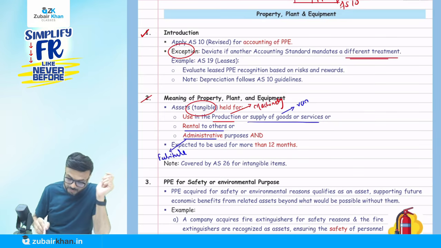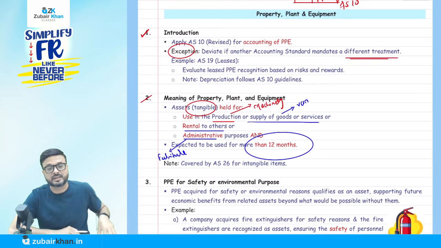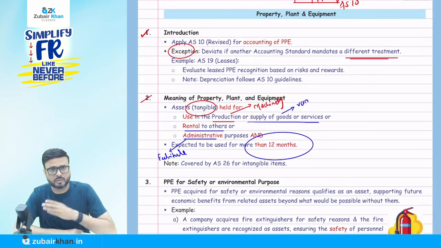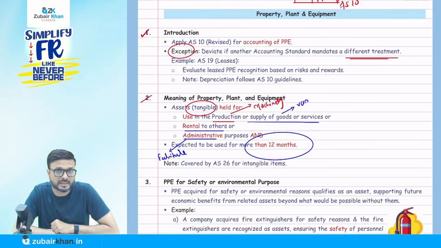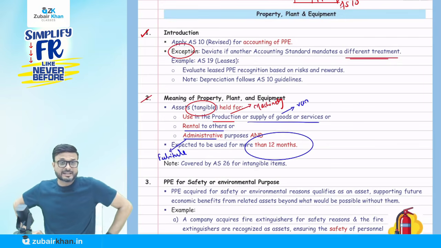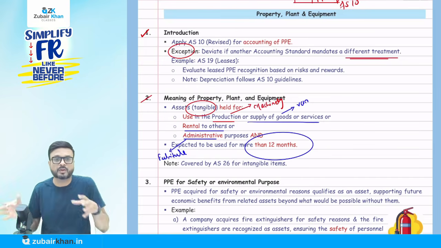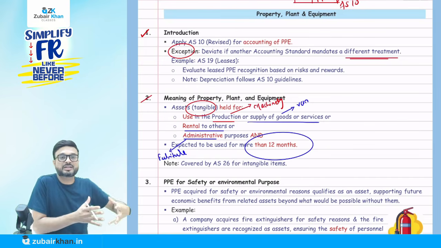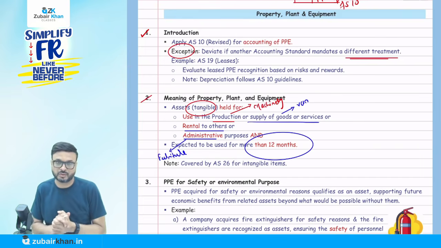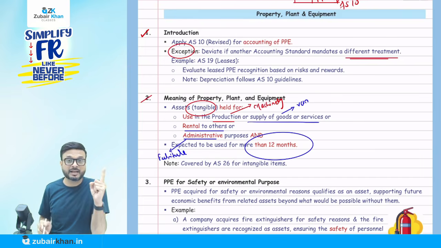Expected to be used for more than how many months? 12 months. Obviously, if the life is less than 12 months, we are going to directly charge it to the profit and loss account. So it is a capital expenditure here, and the life is obviously more than 12 months, and over a period of time we will charge it to the P&L account in the form of depreciation.